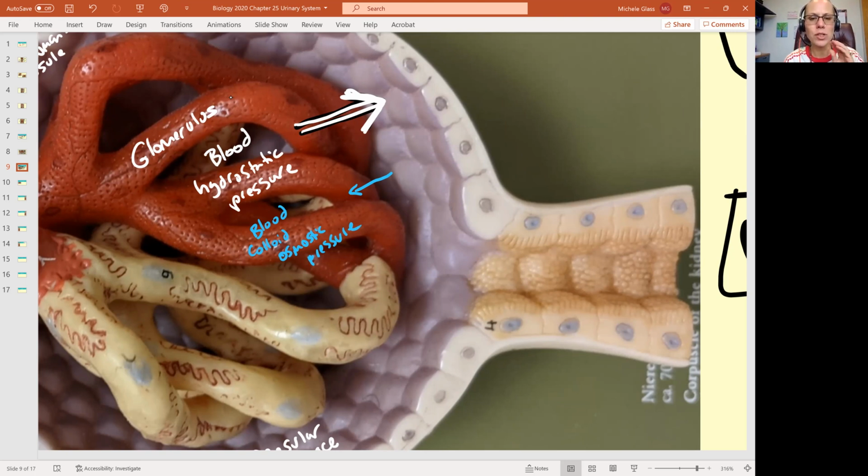So we have two forces, they're opposing each other. Blood hydrostatic pressure is pushing fluid, electrolytes, nutrients out. Anything that can fit through the fenestra and the filtration slit is leaving. As that happens, the stuff that remains becomes concentrated, and so that's going to pull some of that water back in.